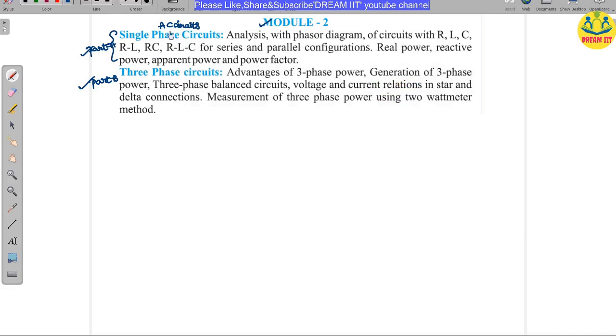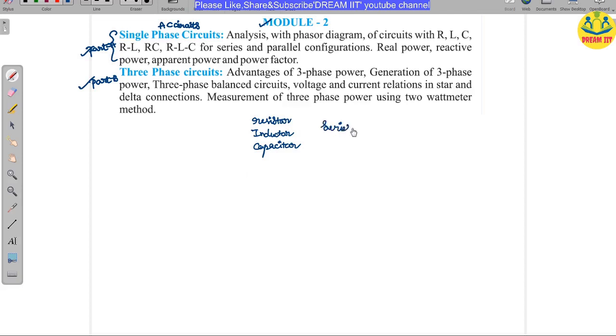Now we are going to connect different elements. If you observe clearly, in the first module I used only a resistor. Now we are going to use an inductor and a capacitor also. We will see what happens when you connect an AC source to the resistor, inductor and capacitor individually. Then we will take a combination, that is, a series combination.